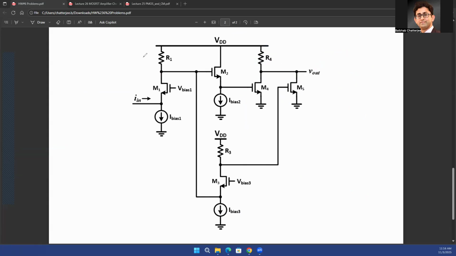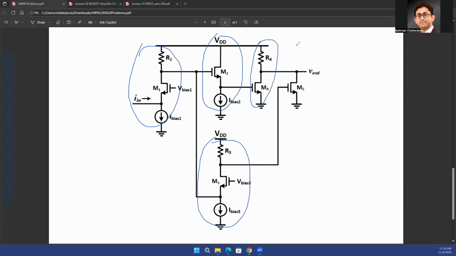You already know all of these constructs. You already know this is a common gate. You already know this is a source follower. You already know this is another common gate. And you already know that these two are individual common source. So if I write those down: common source, this is a source follower, this is a common gate, and this is a common gate. So whenever you see a complex circuit, try to divide that into smaller parts and see what you are more familiar with. Right? And you'll see that there will be multiple components that you are already familiar with.